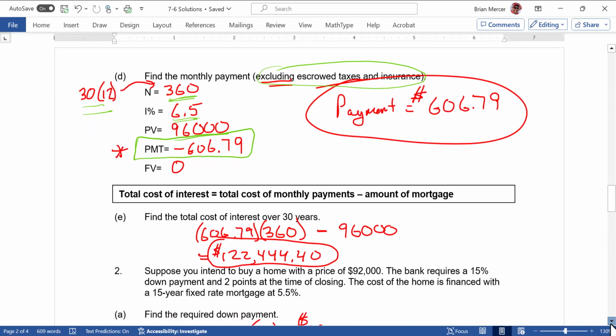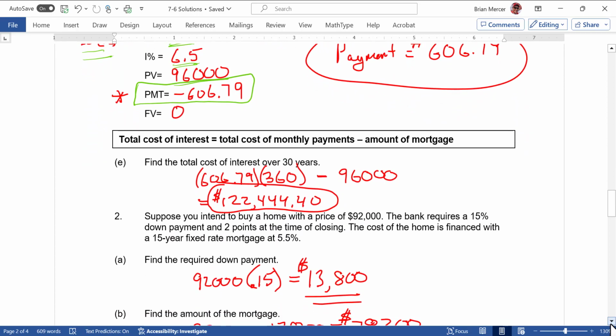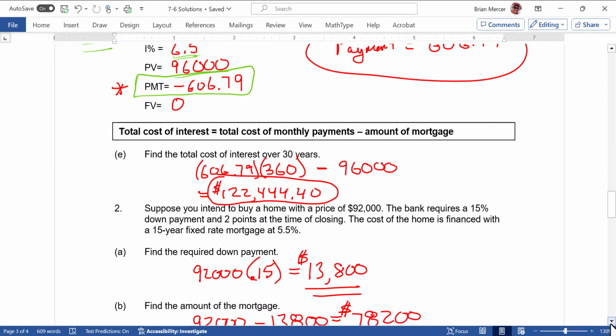If you're ever asked total cost, that is the total cost that we spent on payments, minus the mortgage, or minus the amount we borrowed. So we paid this number 360 times, and then we subtract what was borrowed, and so that is how much we spent on interest over 30 years. So that's kind of amazing and eye-opening.